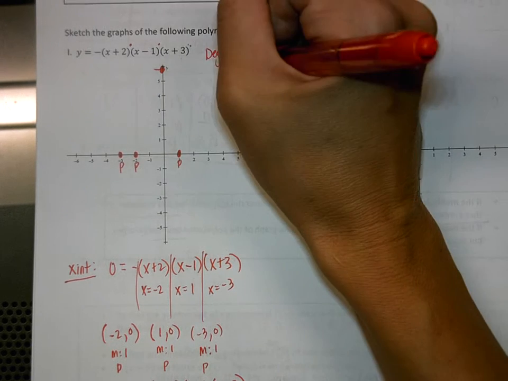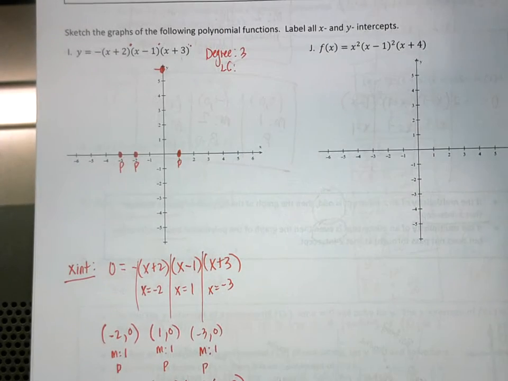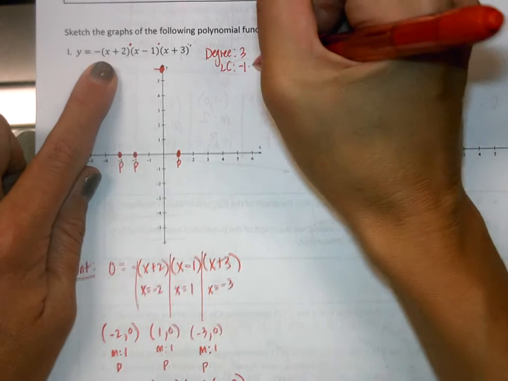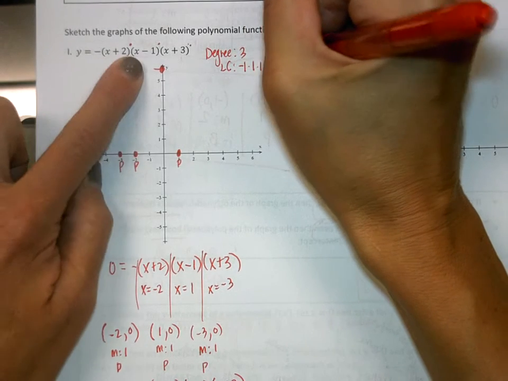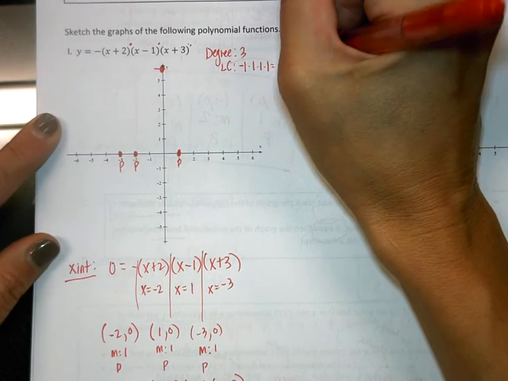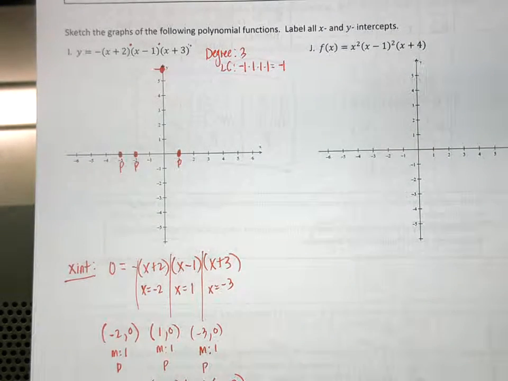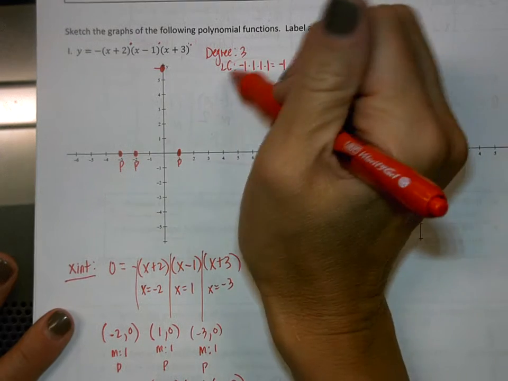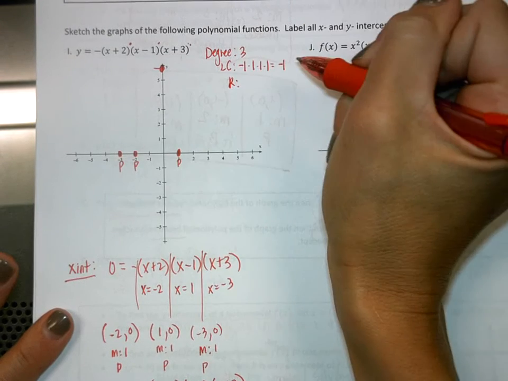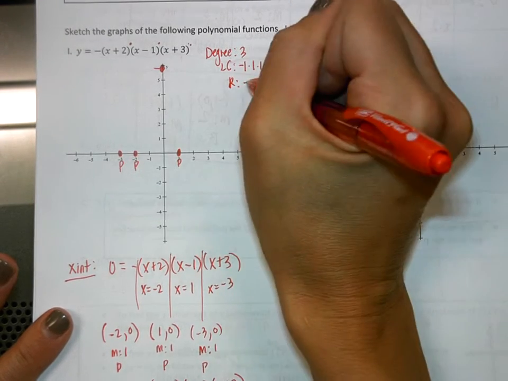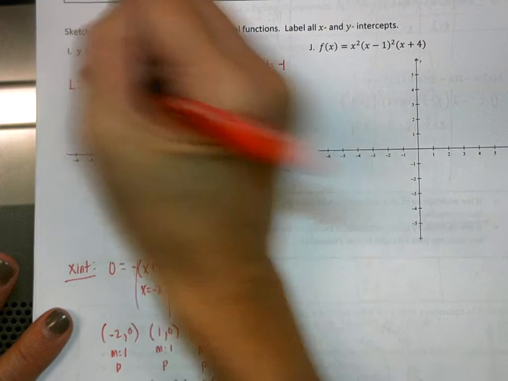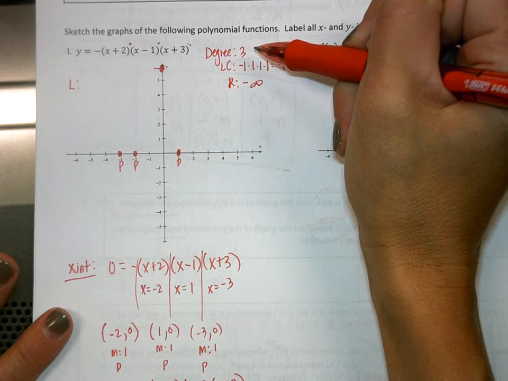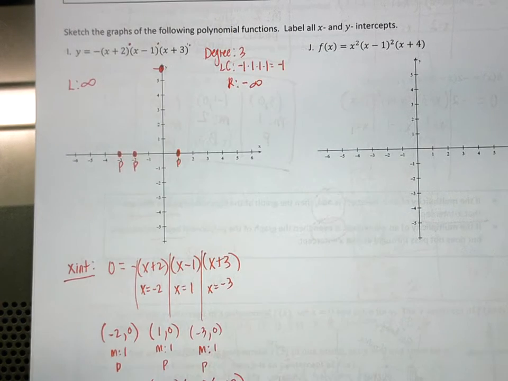My leading coefficient, though, we're going to have to multiply this out. So we would have -1 times 1 times 1 times 1, so I end up getting -1. Now, instead of writing right and left, let's just write on the graph itself: the right end behavior is going to go to negative infinity. And my left end behavior, because the degree is odd, will go to positive infinity. And that will help me when I'm graphing.